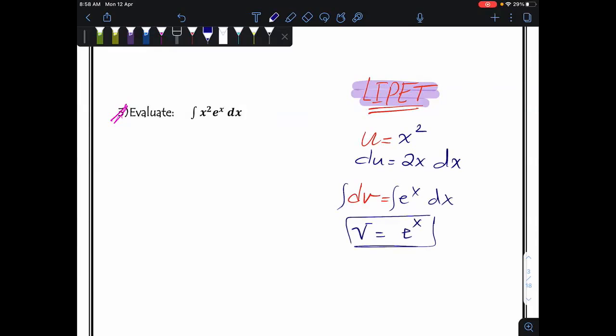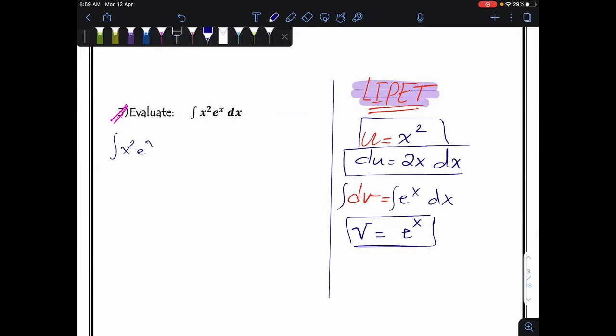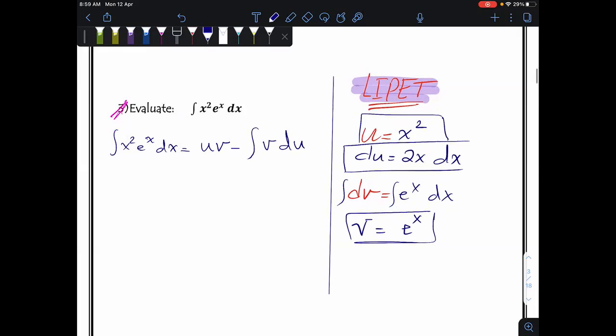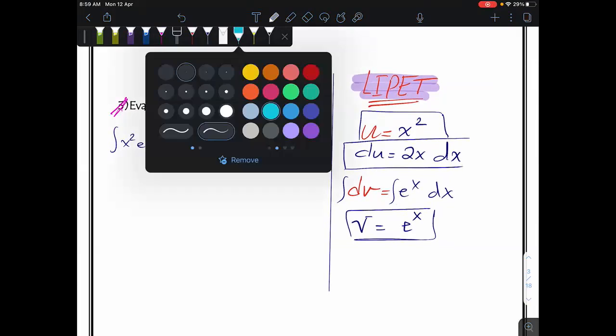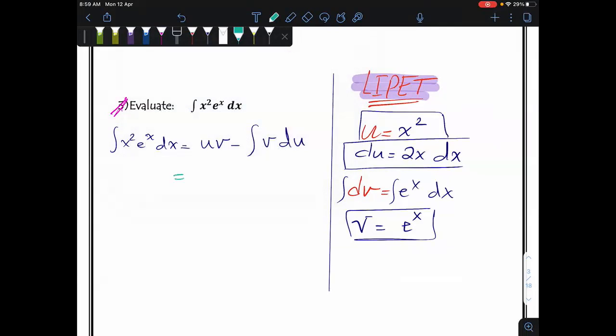So we need the v, we need the u, and we need also the du. Then the integral of x squared e to the power of x dx is equal to uv minus the integral of v du. Then x squared e to the power of x minus the integral of e to the power of x times 2x, 2x e to the power of x dx.